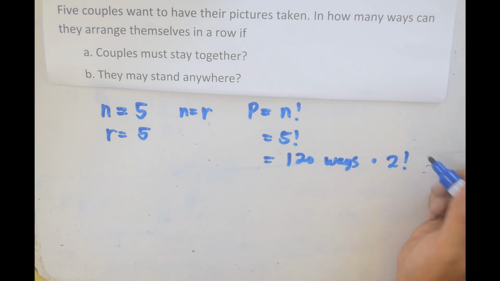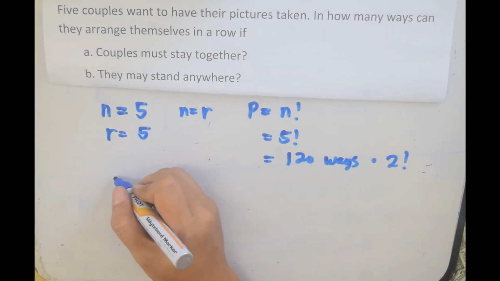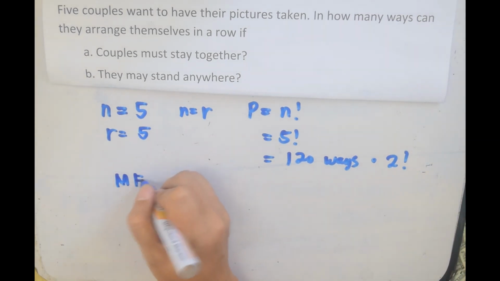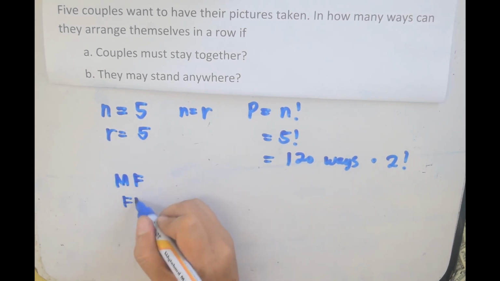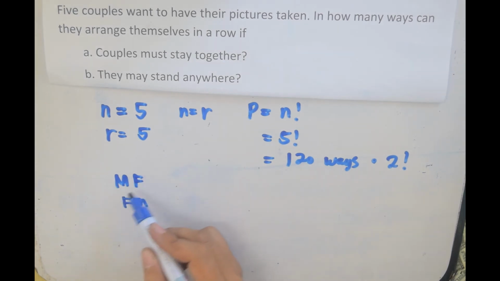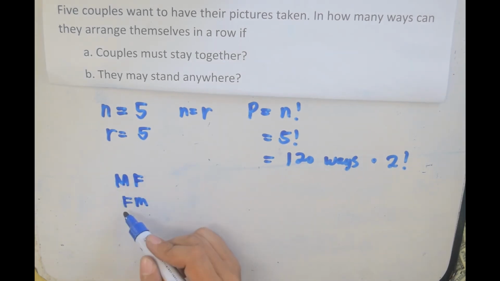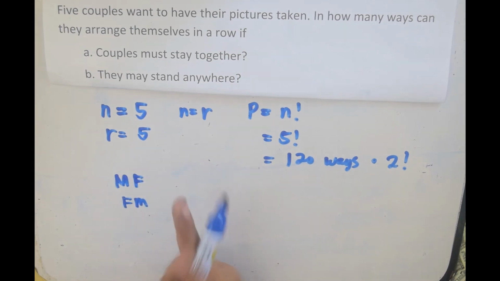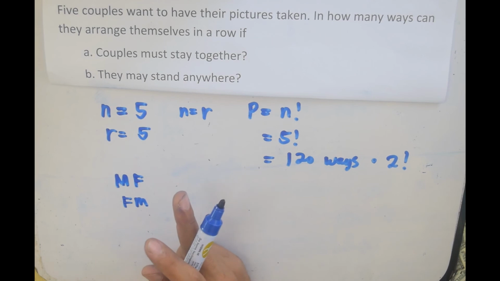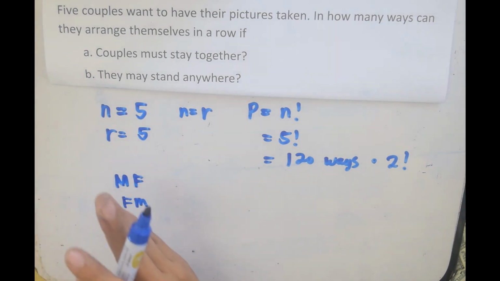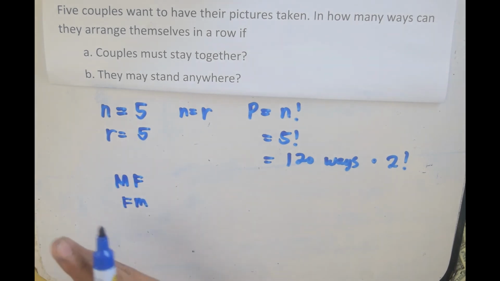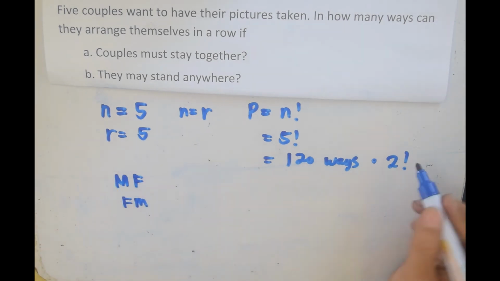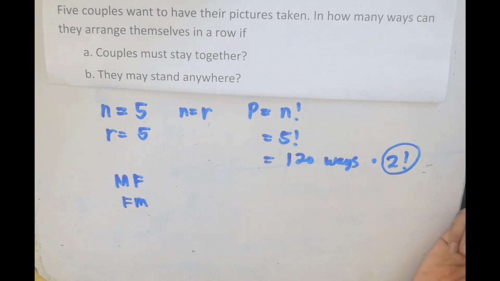Why multiply by 2 factorial? Since, let's say, a couple, the male and the female, stay together. However, you can arrange this one as female and male. Therefore, there are 2 arrangements, male, female, or female, male. So there are 2 arrangements when you arrange the couple together, right? First you can have the male, next the female, or the first one is the female, the next is the male. So that's why there are 2 factorial ways here.